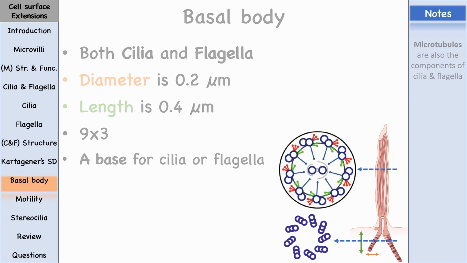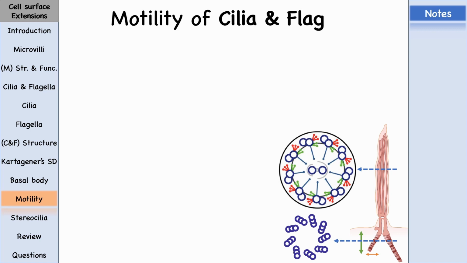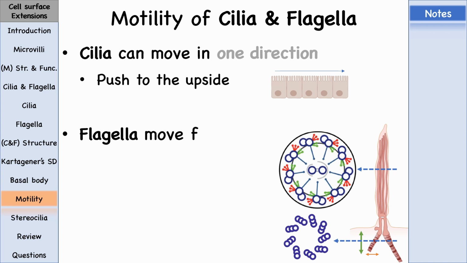After we learned about cilia and flagella, before we move on to the stereocilia, it must be mentioned that the cilia can move in one direction only. So they push the dust from the respiratory tract upward, and they push the egg from the oviduct towards the uterus in one direction. But the flagella can move freely, and thus the sperm or germs swim in the fluid using them.